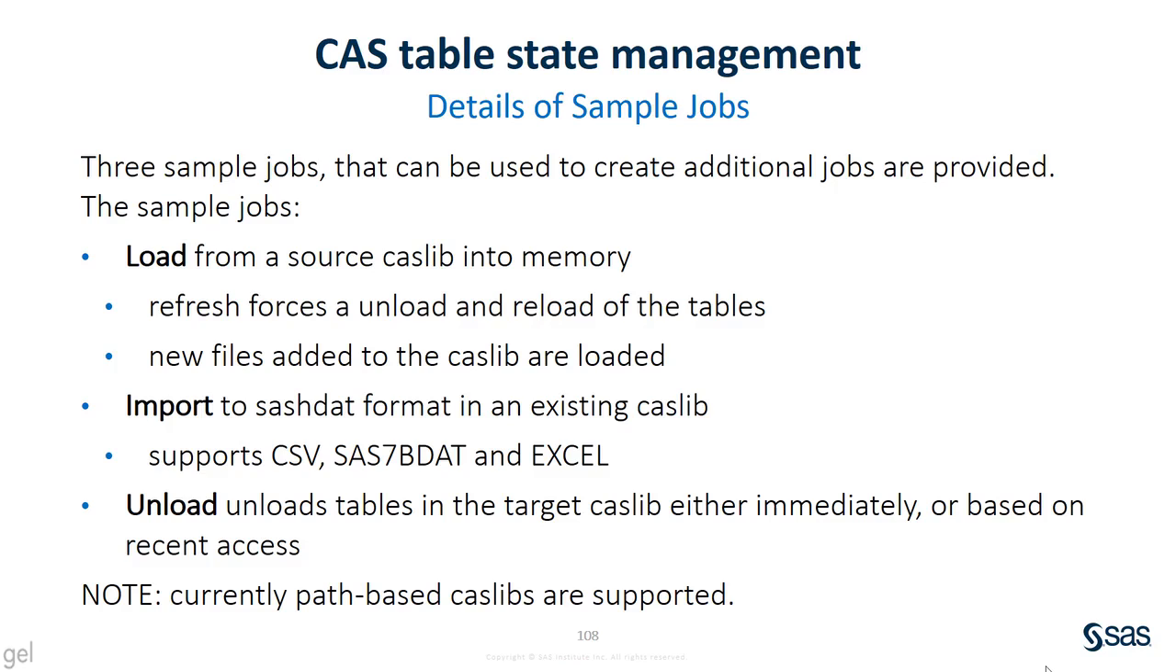And then the unload job will unload the tables in the target CASLIB based on recent access or some kind of query. So with that, if you have a big table that's taking up a lot of memory, you can set up a query to say, if this table's not been accessed in some time period, say the last 6 hours or something like that, drop that table out of memory to save resources. So a way to manage the usage of your memory on your system based on how often a table's been accessed.